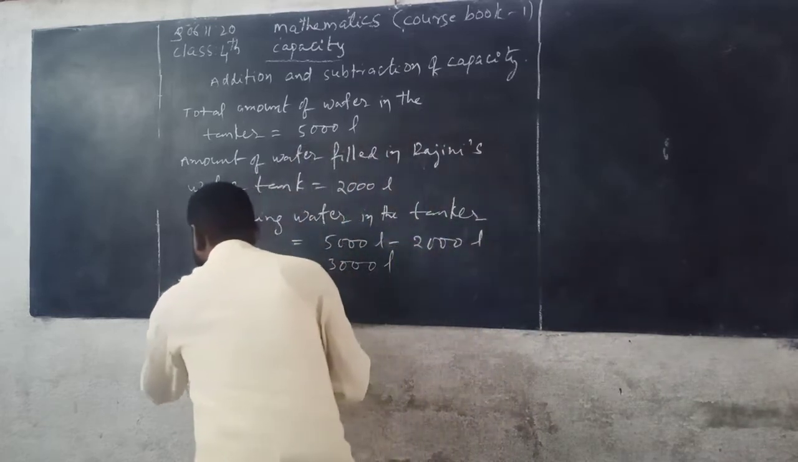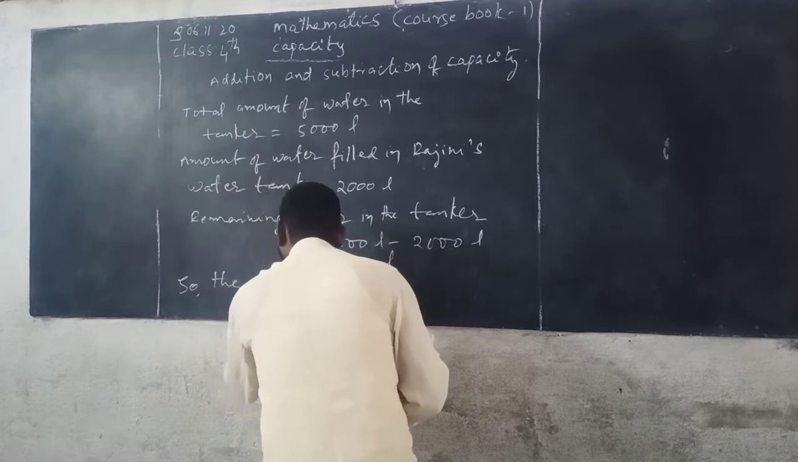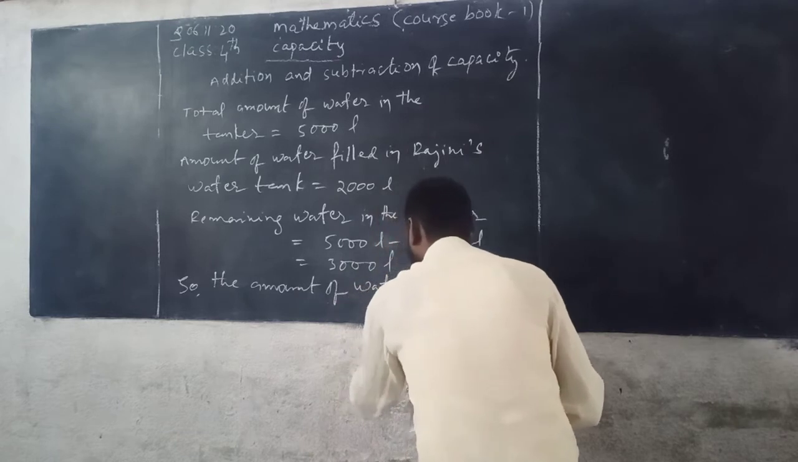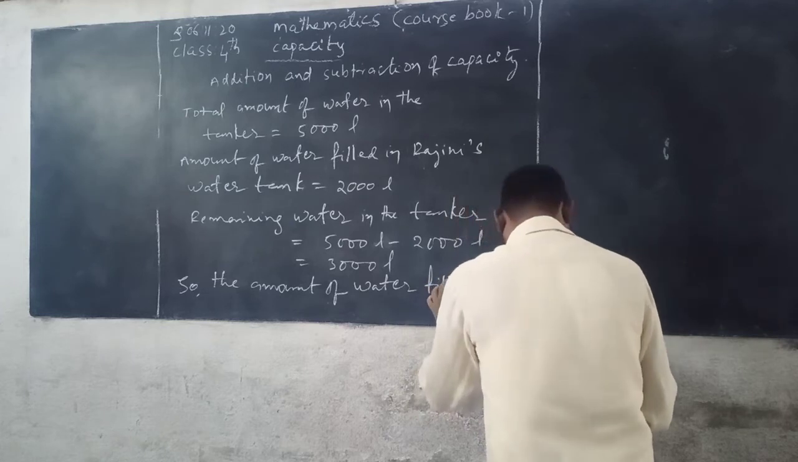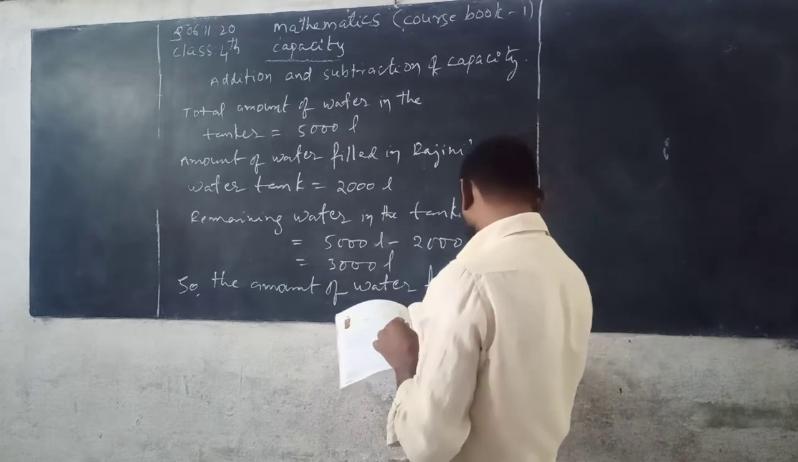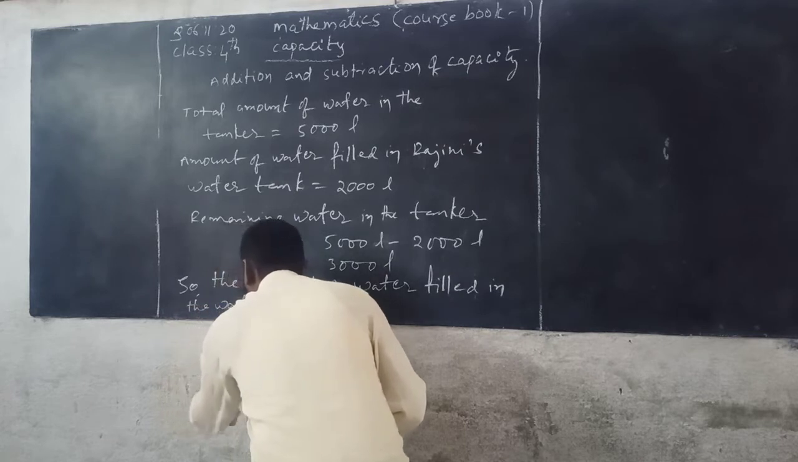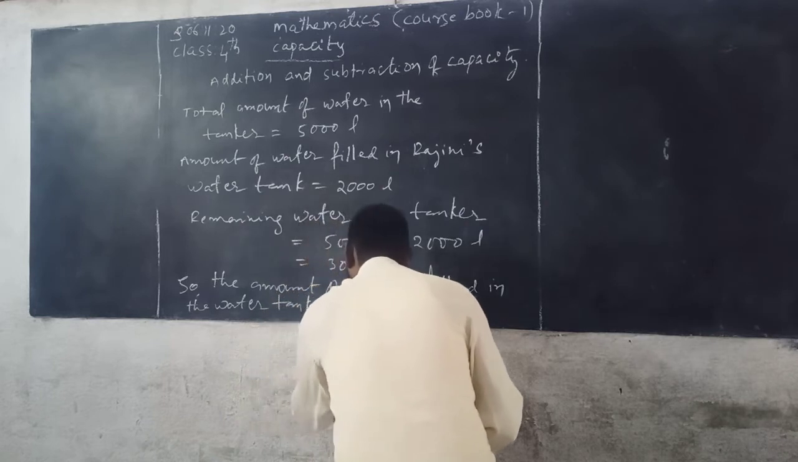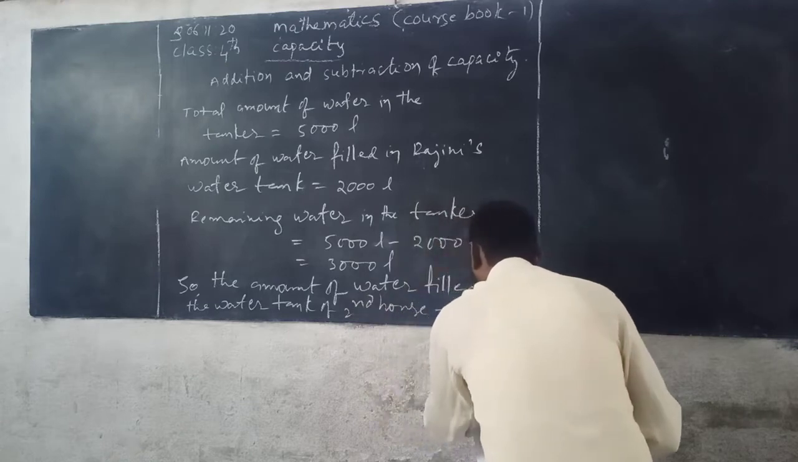So the amount of water filled in the water tank of the second house is equal to 3000 liters.